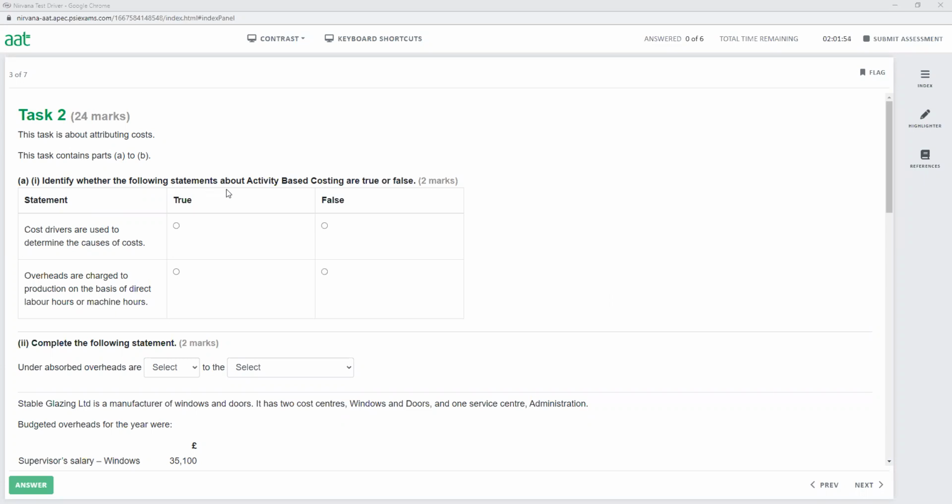Identify whether the following statements about activity-based costing are true or false. Cost drivers are used to determine the cause of the cost. This is absolutely true. We use the cost driver that drives the cost.